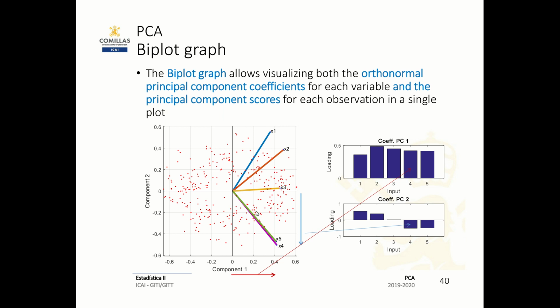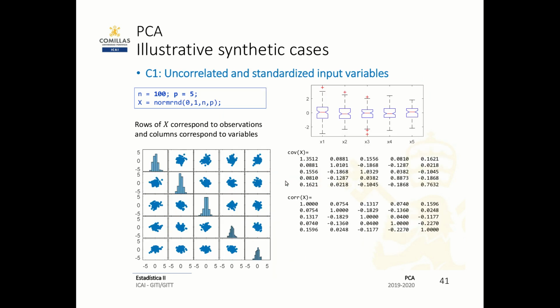So in this way we can recognize groups of variables. x1 and x2 are correlated to each other; they are bringing almost the same kind of information. The same happens with x4 and x5, and x3 is an independent input.